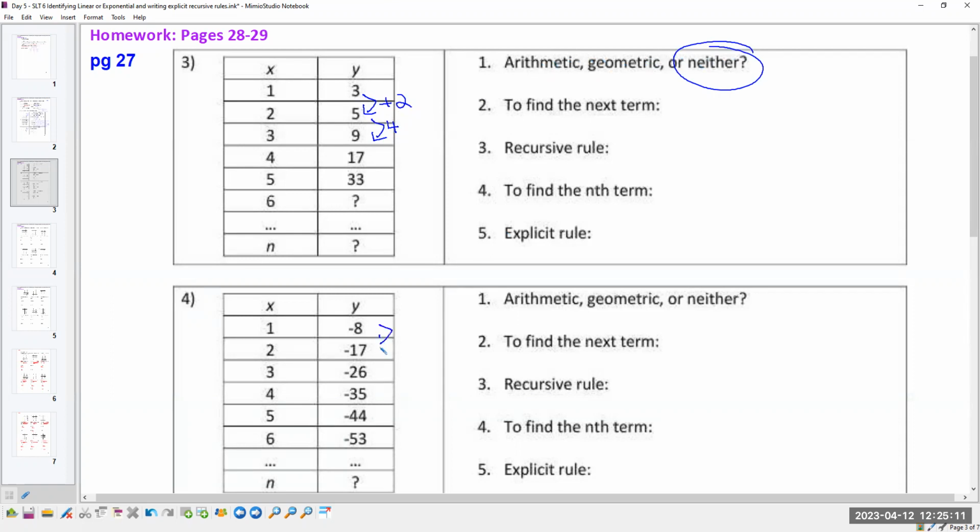For number 4, hopefully you saw that we're just subtracting 9, making it arithmetic. So what I'd like you to do is pause the video, and can you do numbers 2 and 3? Hopefully you wrote, to find the next term, we're just going to subtract 9 from the previous term.